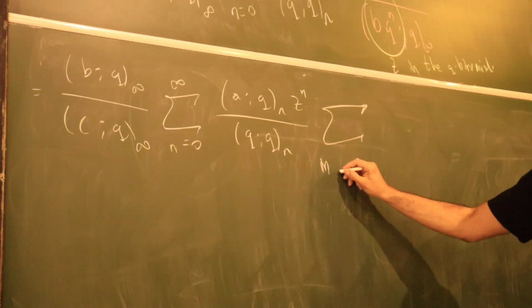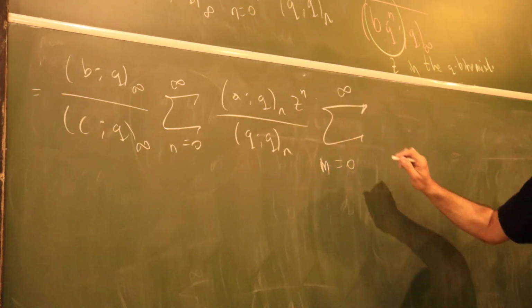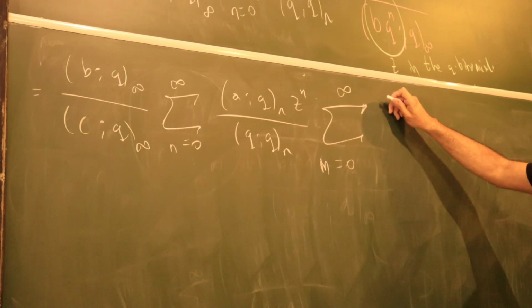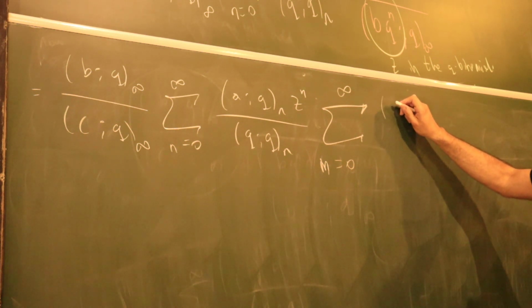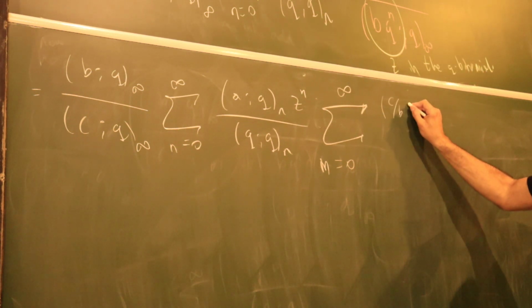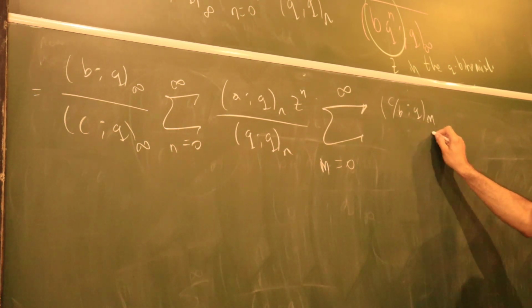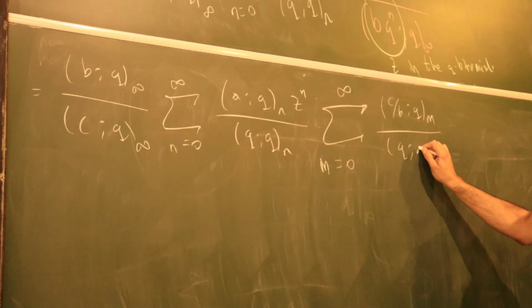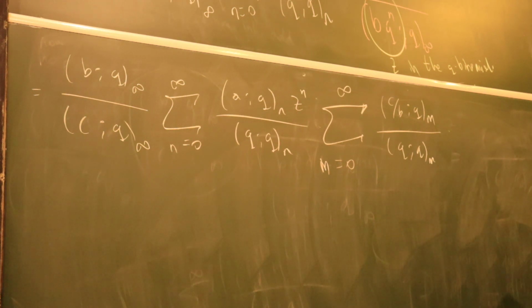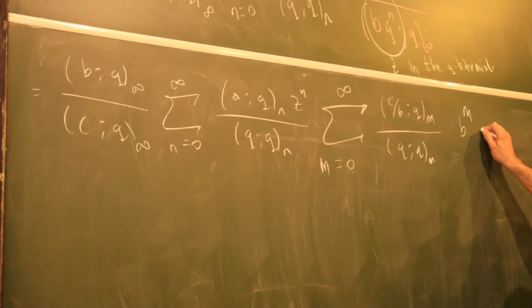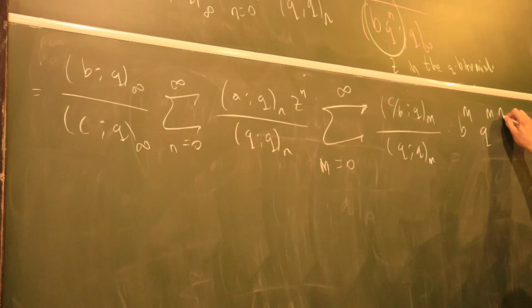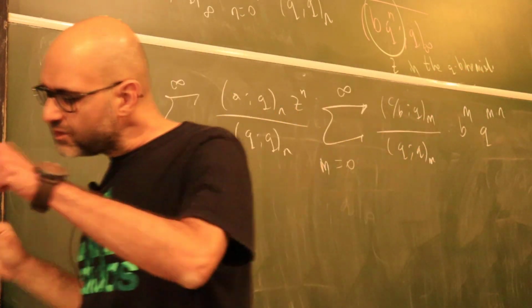Let's use m, m running from 0 to infinity. What did we say A is? C divided by B, Q sub m divided by Q, Q sub m. What's Z? Z is B times Q to n. B to m, Q to m times n. Okay, let this be a checkpoint.